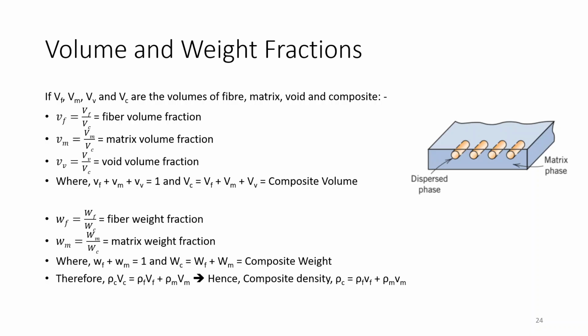Next we went through volume and weight fractions. These are just the fractions of fiber, matrix, and void volume fraction. The entire volume of fiber divided by the volume of composite will give you the volume fraction of your fiber, and similarly for matrix and void as well. The addition of all volume fractions will equal 1, and the volume of composite will equal the volume of fiber plus the volume of matrix plus the volume of voids. Weight will be similar. The fractions' addition will be 1, and then this weight equation can also be written in terms of density, and you will get rho c times vc equals rho f times vf plus rho m times vm.